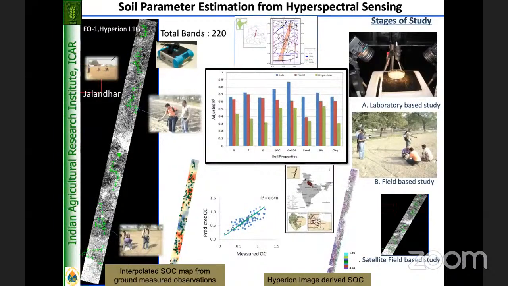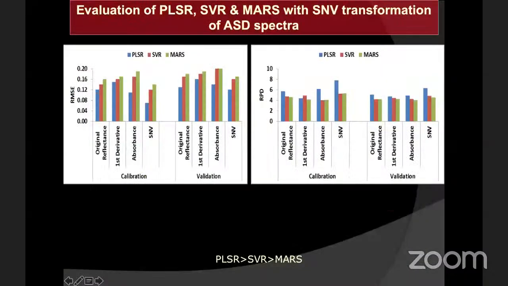Then, if it is possible, how can we go back to the satellite level? This is a satellite image somewhere in the Telangana region, and you are able to predict from the lab conditions to the field conditions to the satellite level, how you can predict different soil parameters and generate a map like this. These are different machine learning programs which have been used: support vector machine, MARS, and also multivariate models like PLSR, so that you can generate a map like this.